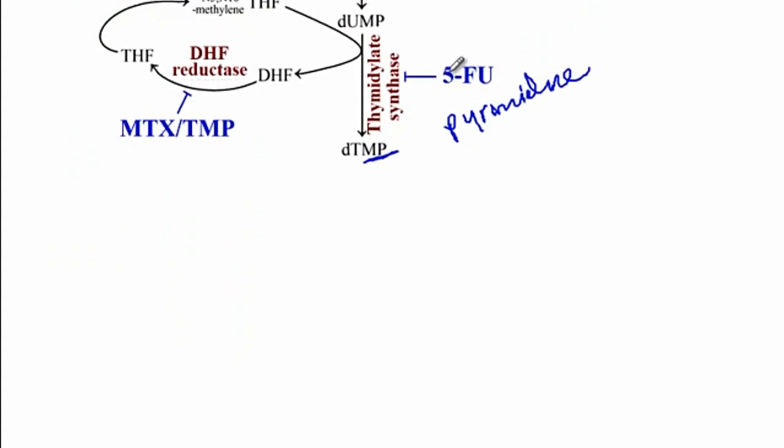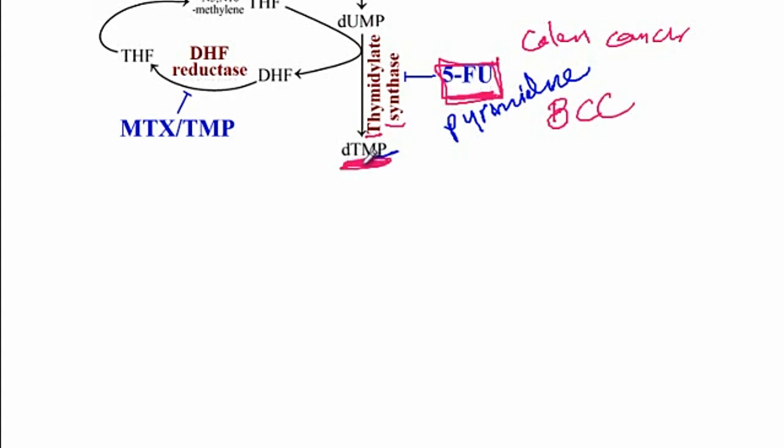The next medication is 5-fluorouracil, which inhibits the thymidylate synthase enzyme, and 5-fluorouracil is used for the treatment of colon cancer, breast, pancreas, as well as stomach cancers. If you use the 5-fluorouracil in a topical form, it can also be used for the treatment of basal cell carcinoma. And so, as you can see, the function of 5-fluorouracil is to inhibit the synthesis of thymidine.